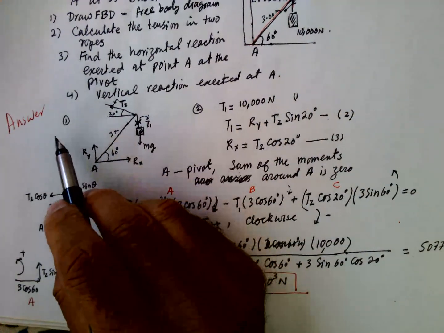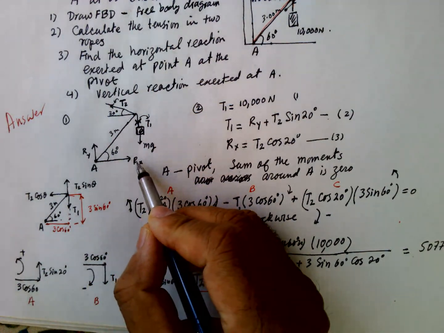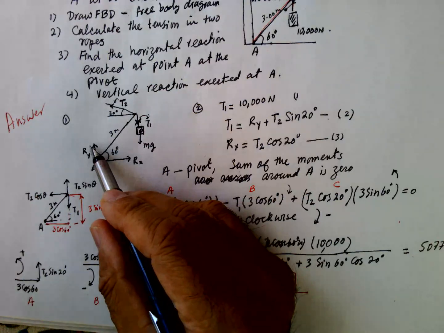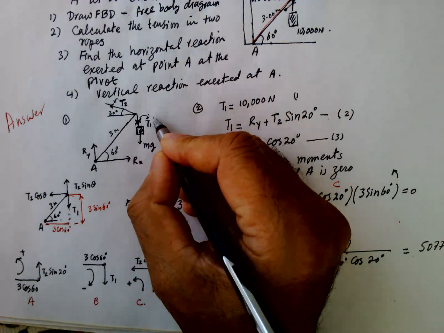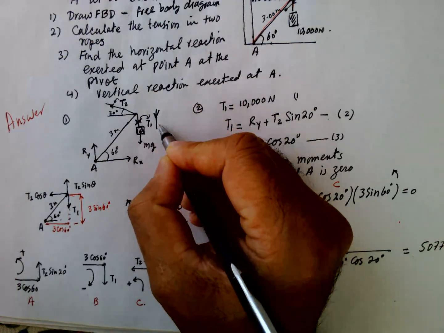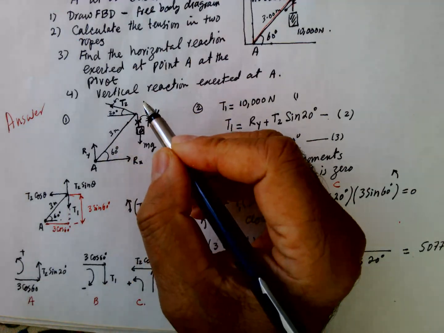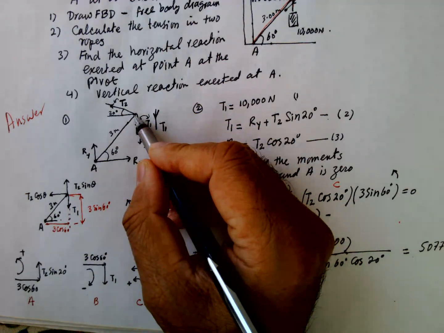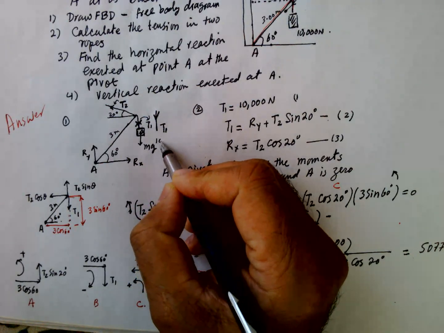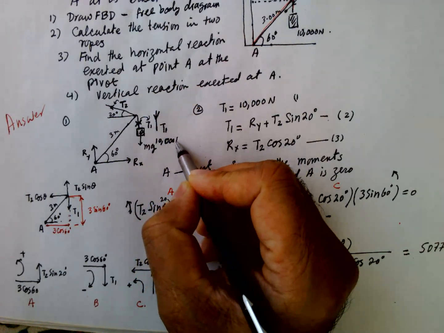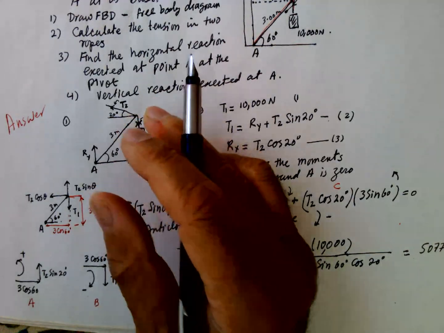So free body diagram. This is point A. This is a reaction force horizontal, reaction force vertical, and this is the tension that is going downward, tension T1, and this is going up, tension T2. This is the 3-meter rod, and this is the mass, which is 10,000 Newton. So this is a free body diagram.